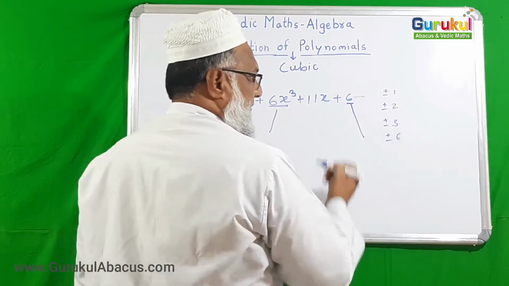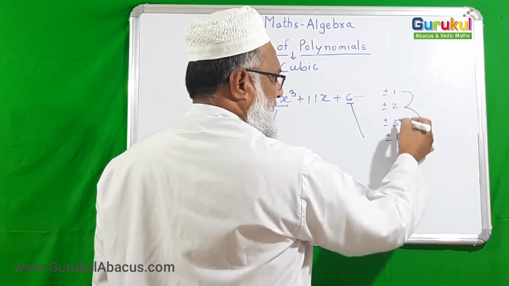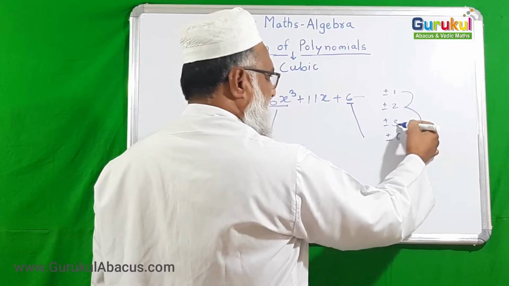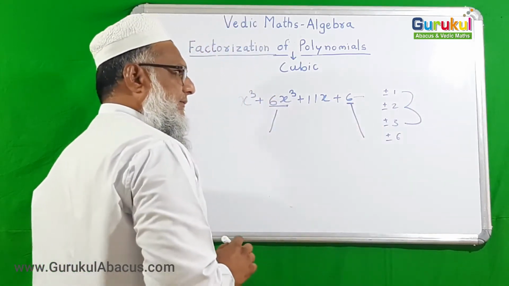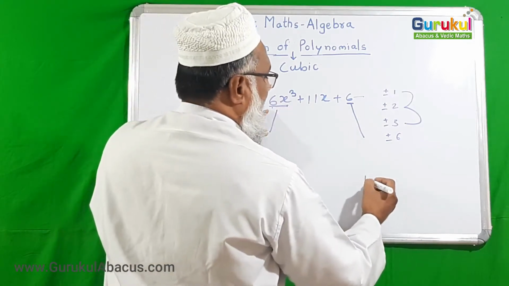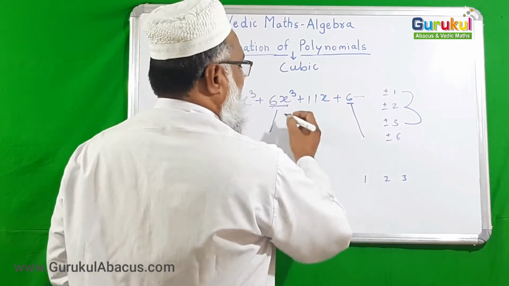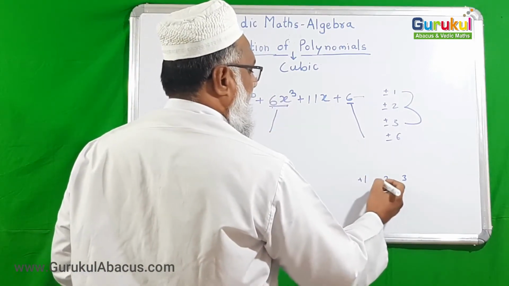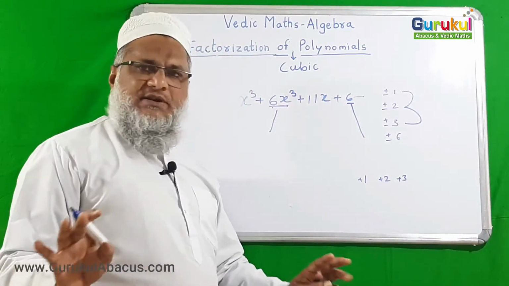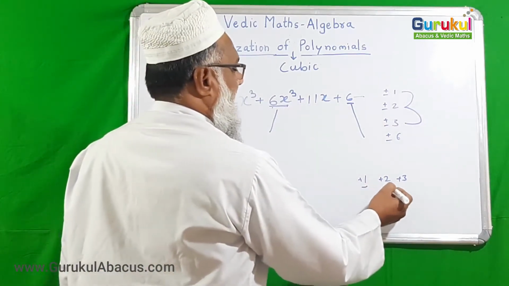We need 6 as the multiplication. If we take 1, 2, 3, then the multiplication is 6: 1 times 2 is 2, and 2 times 3 is 6. So this condition is complete. Now the addition must be 6. So if all are positive, then 1 plus 2 plus 3 is 6. That's it, we have found all three factors.